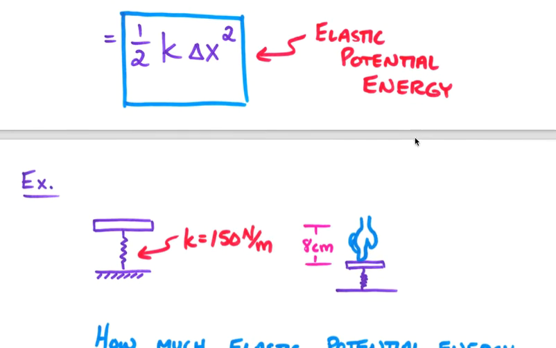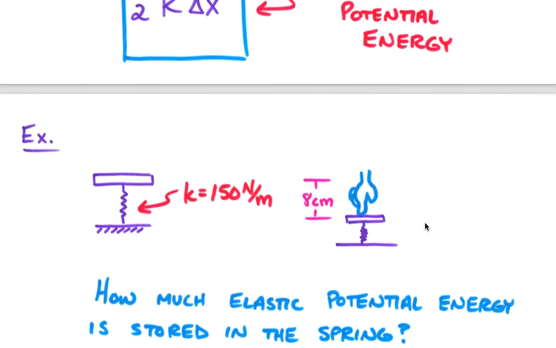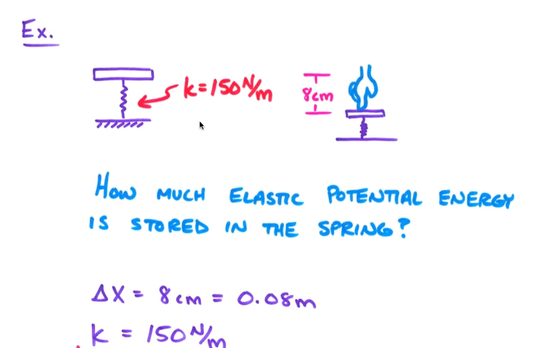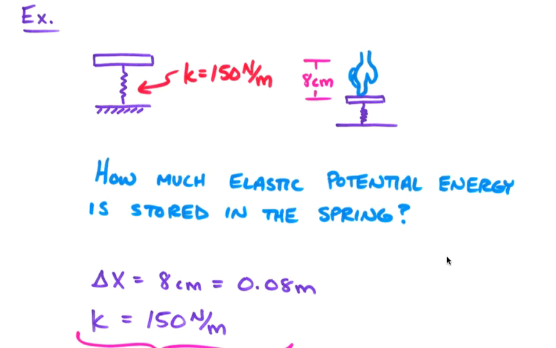And now, how could that equation be used to give us some information? Well, if we look at this example, if we're given a spring whose K value is 150 newtons per meter, and that spring is compressed 8 centimeters, how much elastic potential energy is now stored in the spring? How much energy do I now have that I can use to perform work or launch an object, something like that? We should first, as always, get our variables in order.